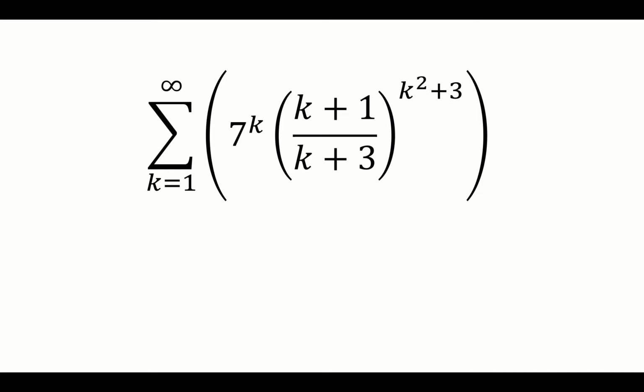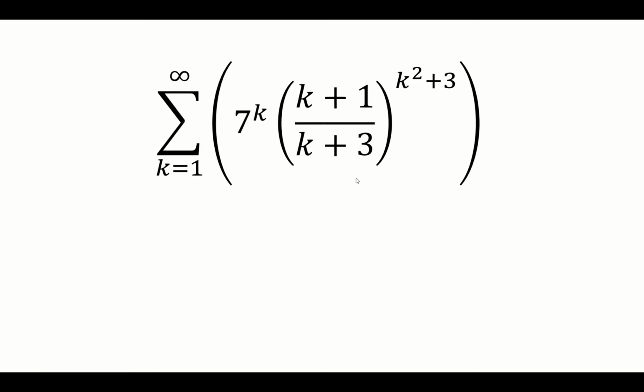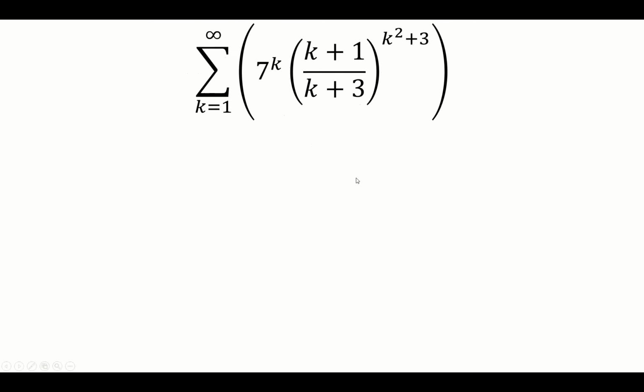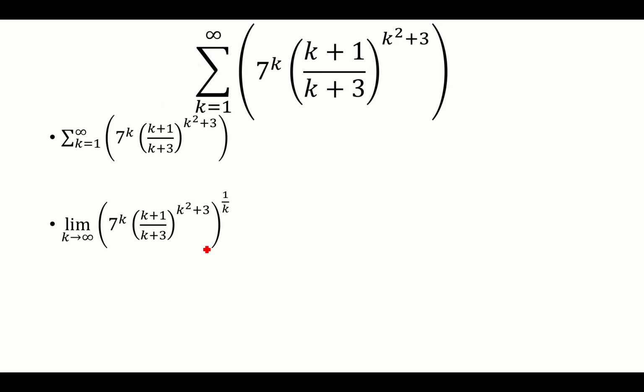In this video, we want to see whether the sum from k equals 1 to infinity of 7 to the k times (k plus 1 over k plus 3) raised to the k squared plus 3 converges or diverges. So the approach we're going to take is use the root test. We're going to take the inside here and raise it to the 1 over k power, and we're going to let k go to infinity.